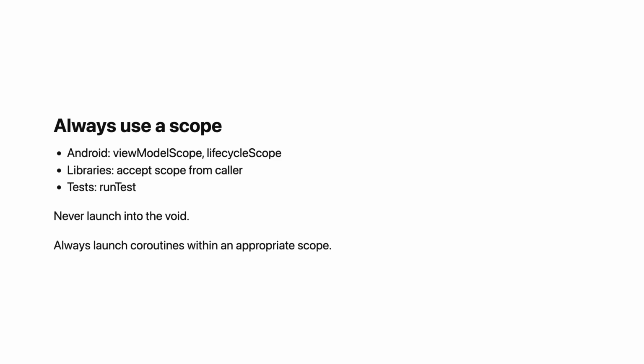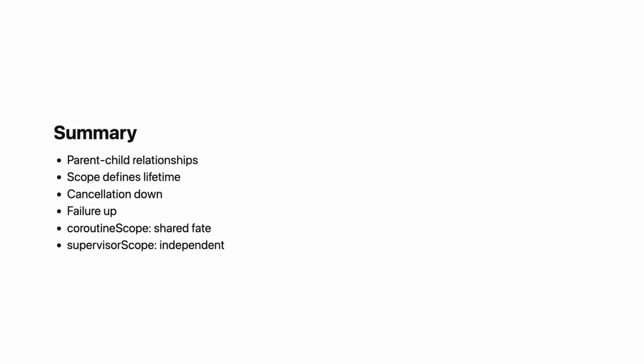Always launch coroutines in a scope. In Android, use viewModelScope or lifecycleScope. They cancel when the ViewModel or lifecycle ends. In libraries, accept a scope from the caller. Let them control the lifetime. In tests, use runTest, which provides a test scope. Never launch coroutines into the void. Always have a scope, always have a parent. This discipline makes concurrent code predictable and safe.